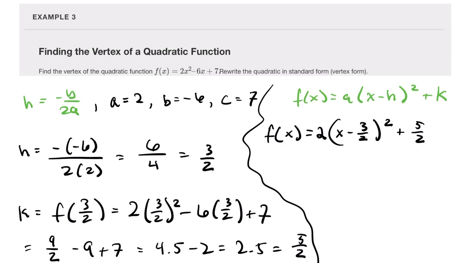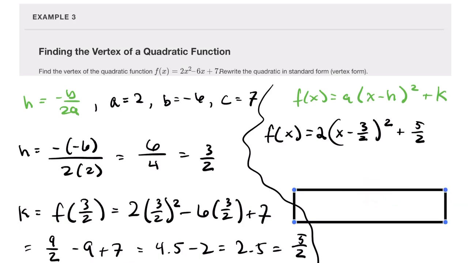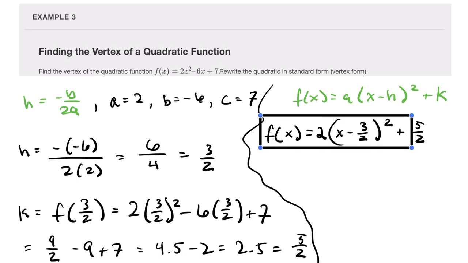So, we could check, for instance, when x is 0, the answer should be 7. That's going to be 9 over 4, 9 over 2. 9 plus 5 is 14 divided by 2, which is going to give us our 7. I'm going to go with this. I got this a from the a that we found earlier.